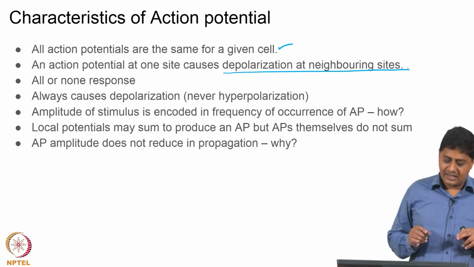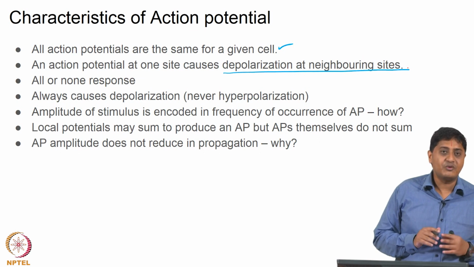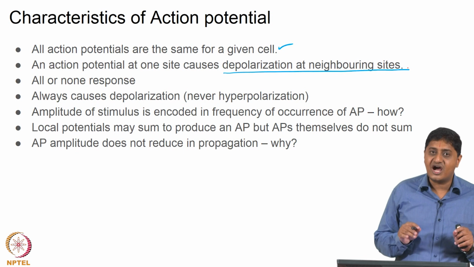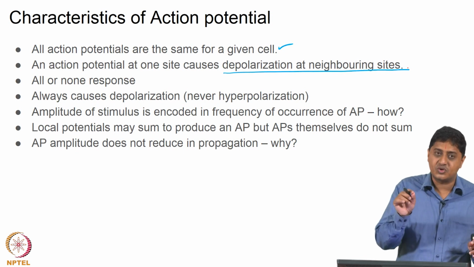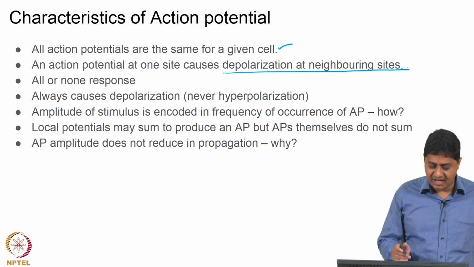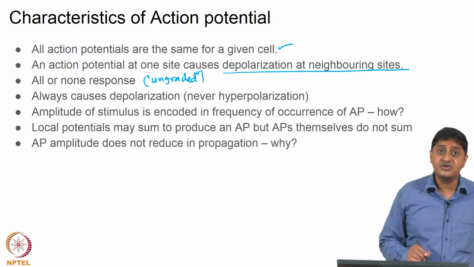And note, action potential is an all or none response. Either you have an action potential or you have no action potential. So, it is not possible for you to have a half action potential. Once you cross the threshold, you have a full action potential. In that sense, what you are having is an ungraded response. So, this is binary, either you have one action potential or you have zero action potential.